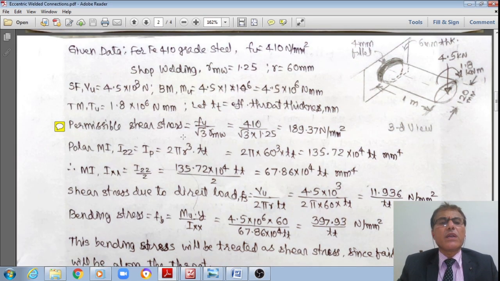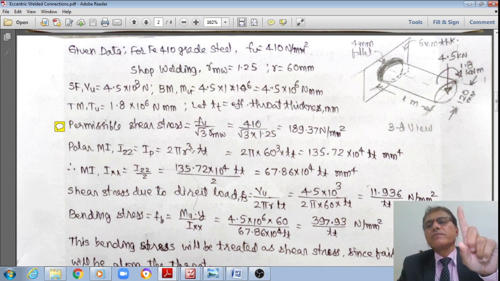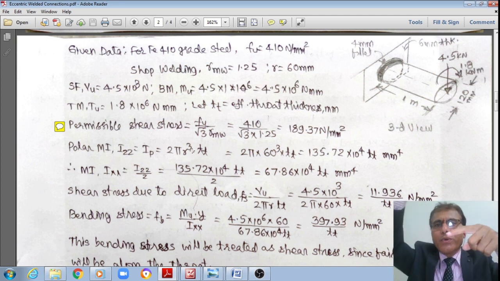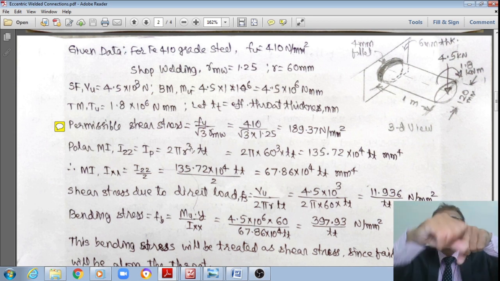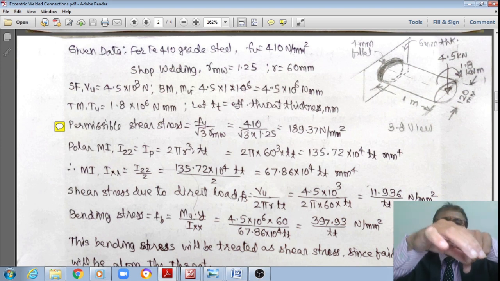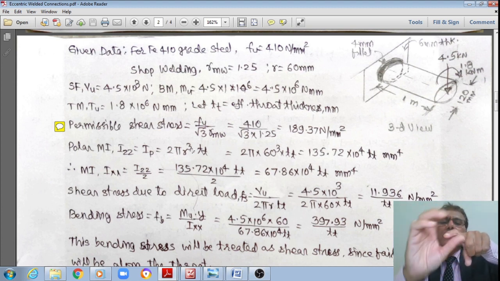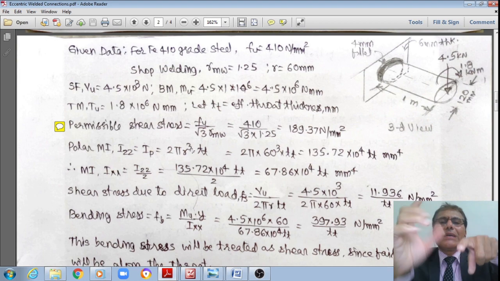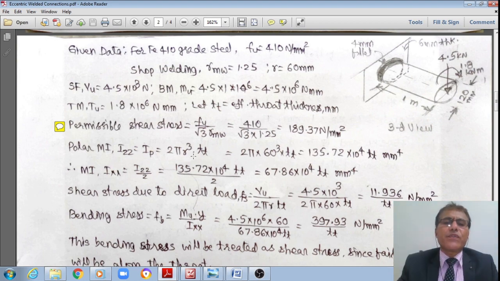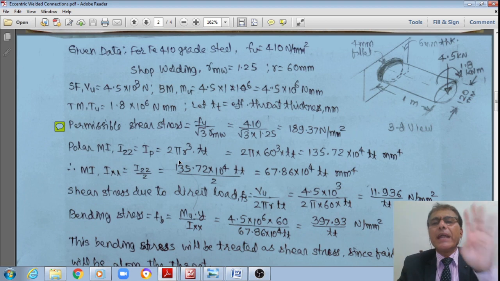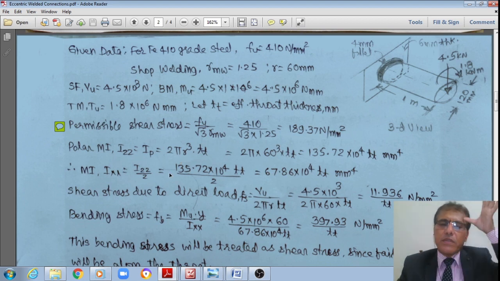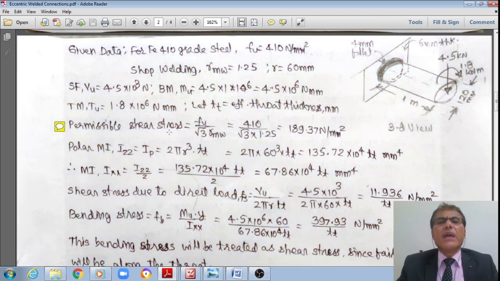Once you understood the schematic, student, you can see that it is subjected to direct shear due to this vertical load. This vertical load also gives rise to bending moment, and this bending moment gives rise to shear force in the welded connection. It is also subjected to torsional force, and this torsion also gives rise to shear, because there is a relation between torsion and shear. Therefore, it is under the combined action of the direct shear, the shear due to bending moment, and the shear due to torsion. Let us calculate those.